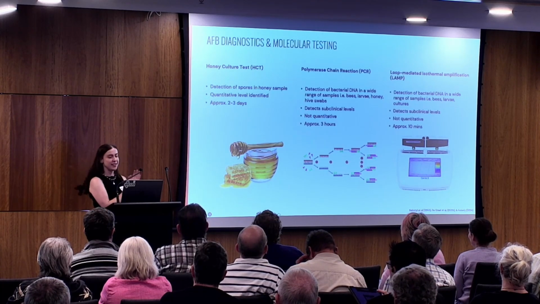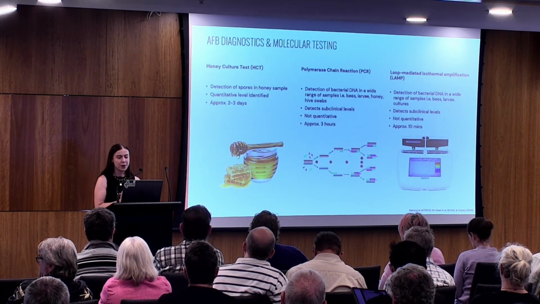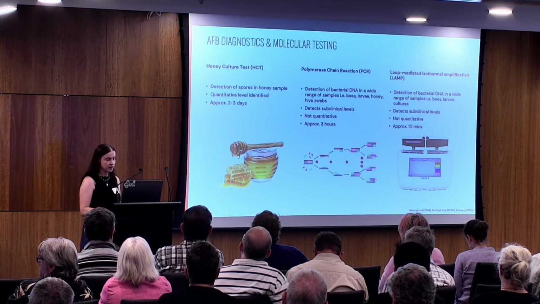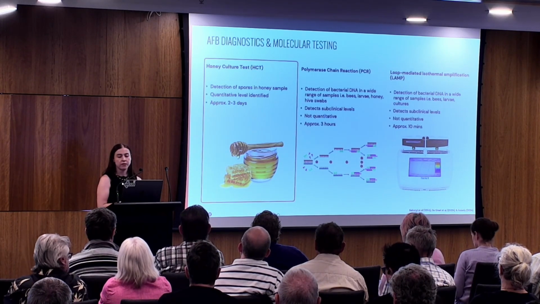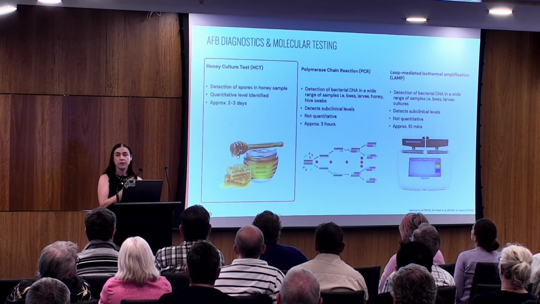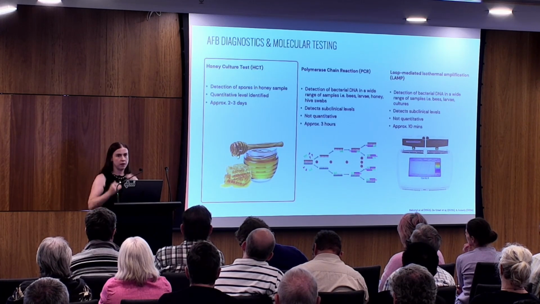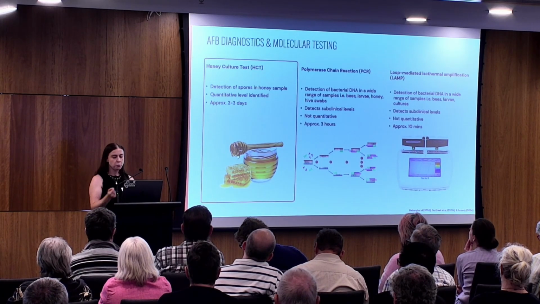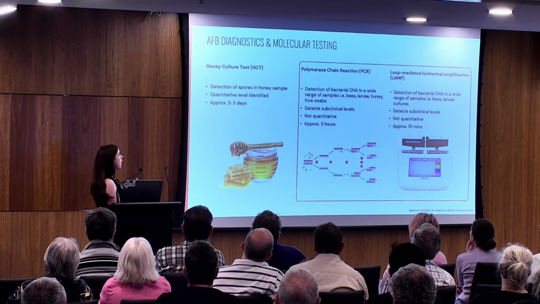We do, in Australia, have a range of diagnostic techniques to identify these spores, one of which is the honey culture test, otherwise known as the HCT. So this test is currently the gold standard to identify AFB because it allows a quantitative level of infection to be identified. So quantitative means a level of detection, not just a yes, no. The other molecular techniques that are also used are PCR and LAMP.